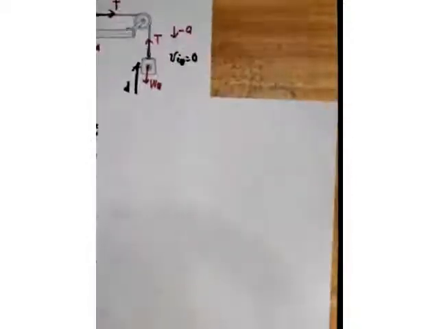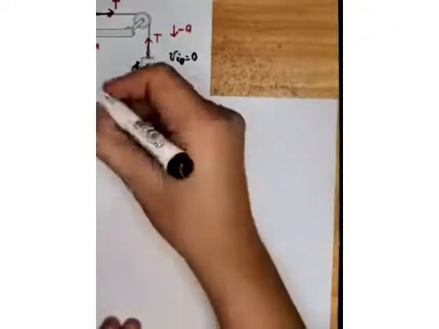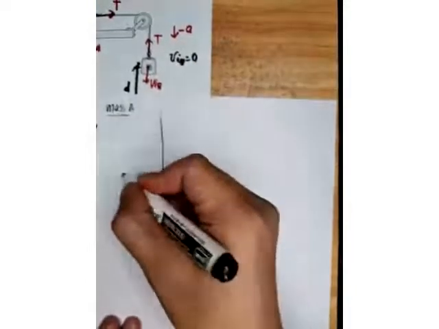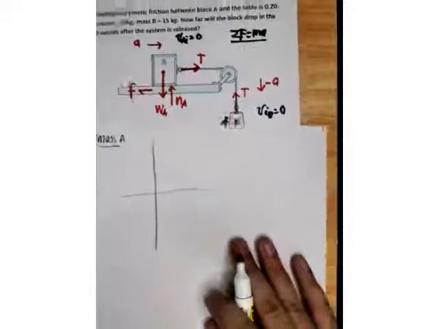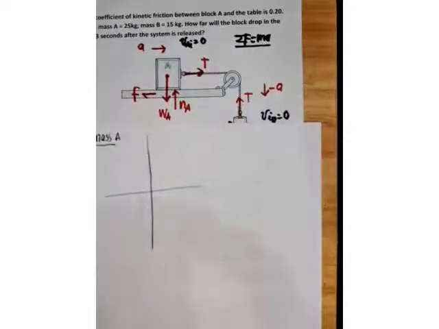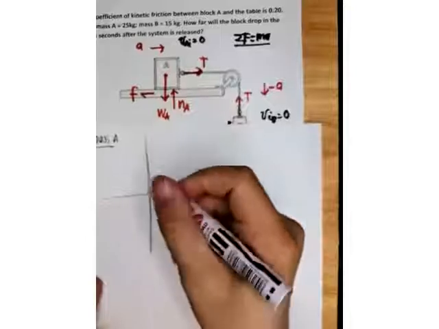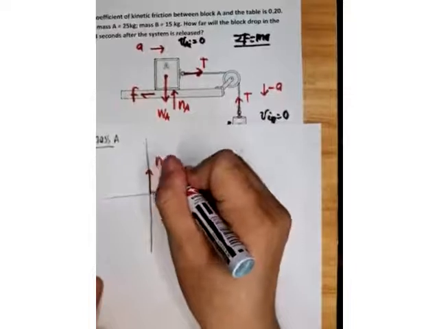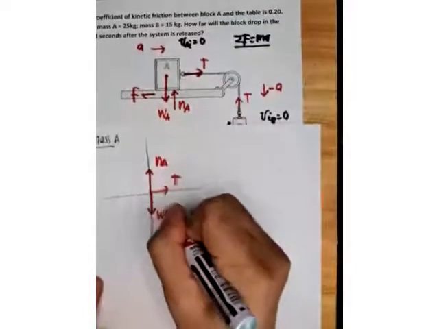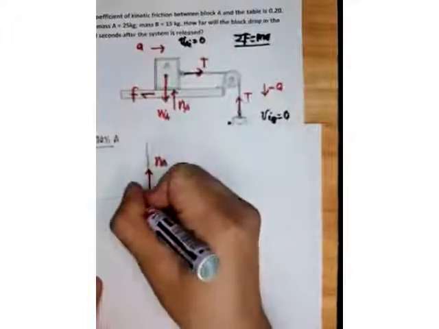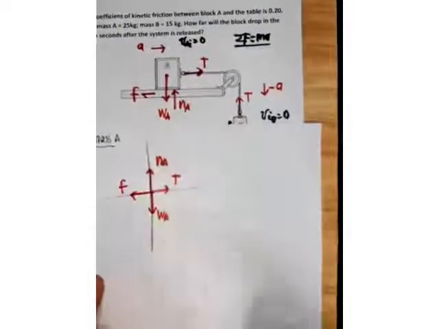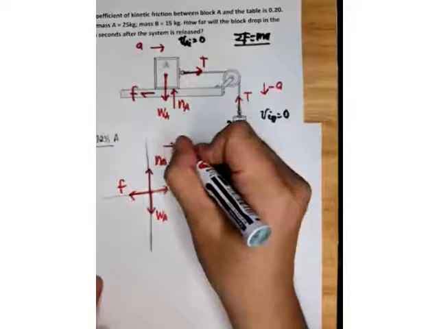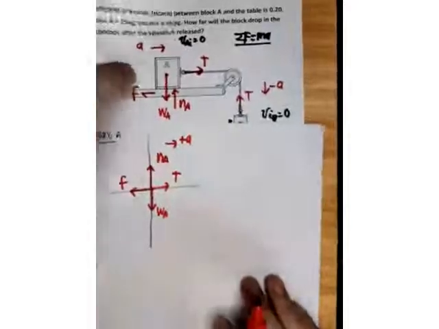Yeah, let's draw the FBD of our mass A. So let's identify all the forces. We have tension to the right, normal force A upward, and weight A downward. And then the frictional force to the left. Okay, so only four: 1, 2, 3, 4. And the direction of the acceleration is to the right, so that's a positive acceleration.